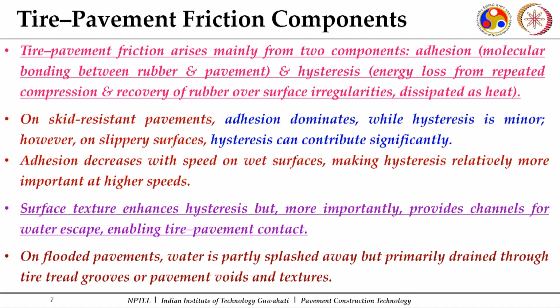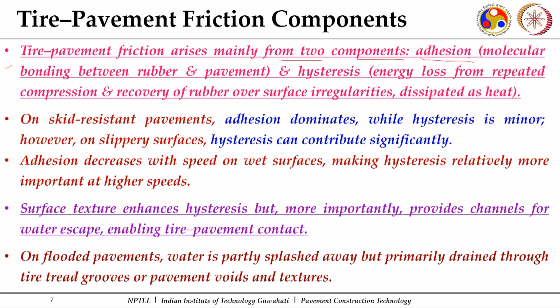These are some of the main properties. Now, when this interaction comes into the picture, the tire-pavement interaction, specifically two components are important for the development of the friction between a tire and a pavement surface. So, we say tire-pavement friction mainly arises from two components.